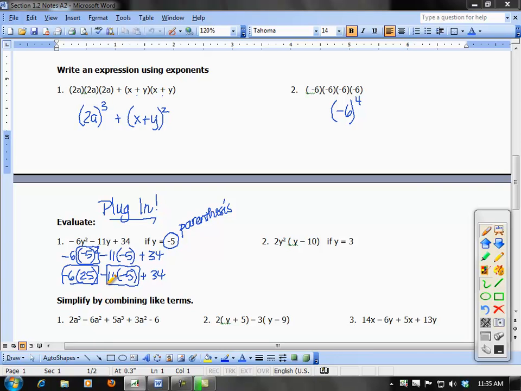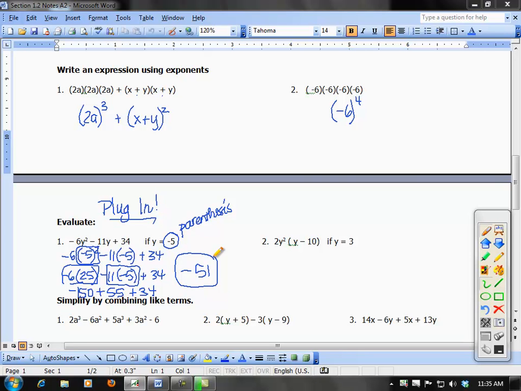-6 and 25 is -150. 11 times -5 is -55, but if I am subtracting it, that means add 55 and then add 34. It's all addition, and addition is commutative, so add it up, you get -51. Okay?